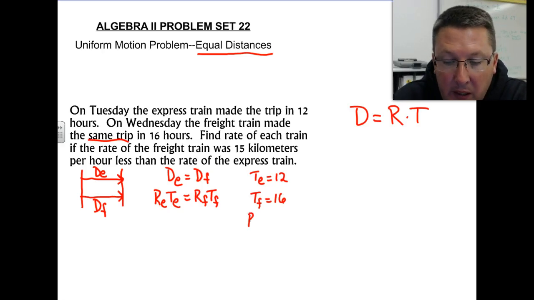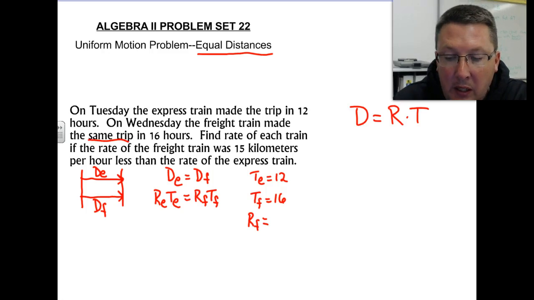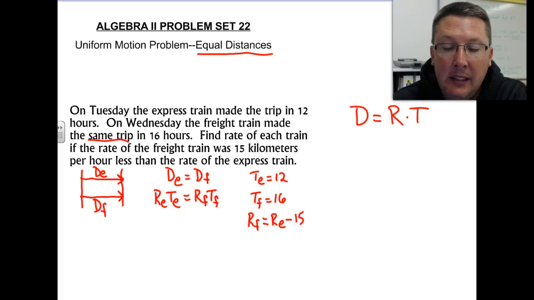The rate of the freight train is 15 kilometers per hour less than the rate of the express. So the rate of the freight train is equal to the rate of the express train minus 15. Okay, now there's other ways that we could set up an equation like that, but let's just go with this one for now.